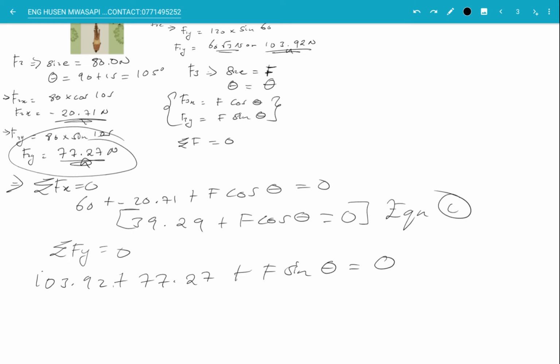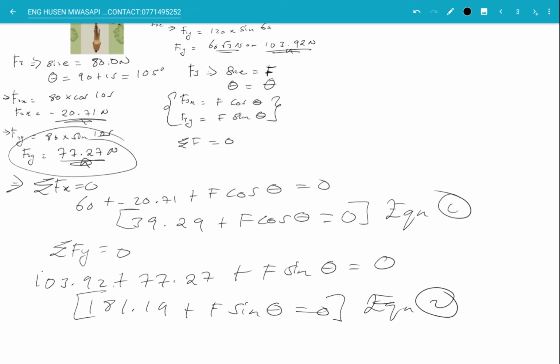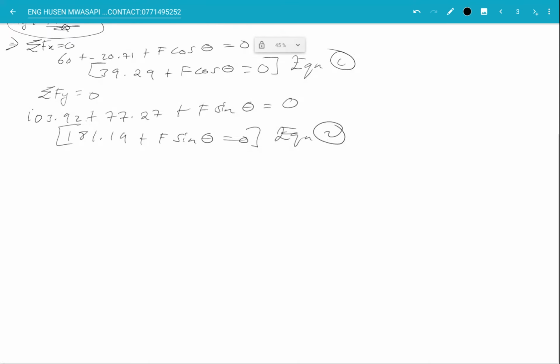If you add this part, you are saying 103.92 plus 77.27. That will give you basically 181.19 plus F sin theta, which should equal 0. So this is your equation 2. Once you have these two equations, you can solve them systematically.